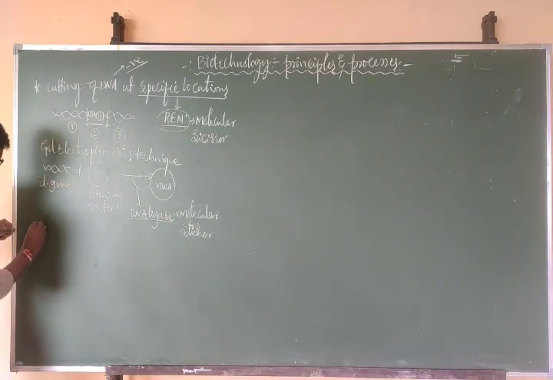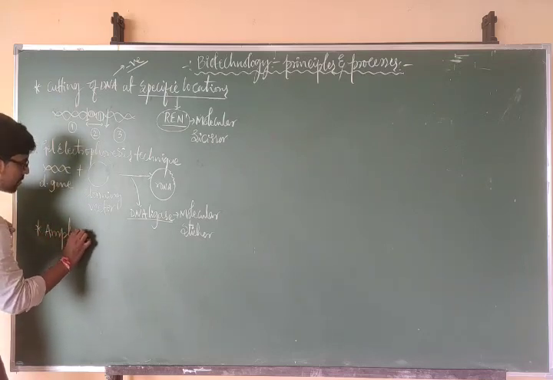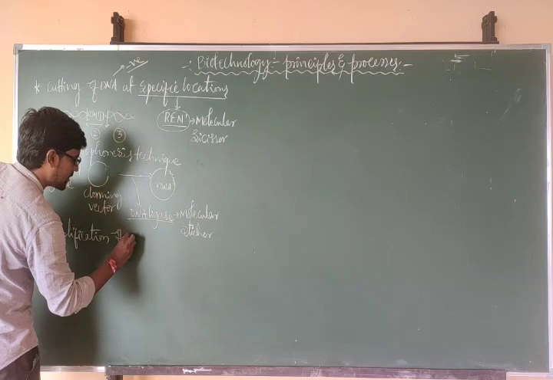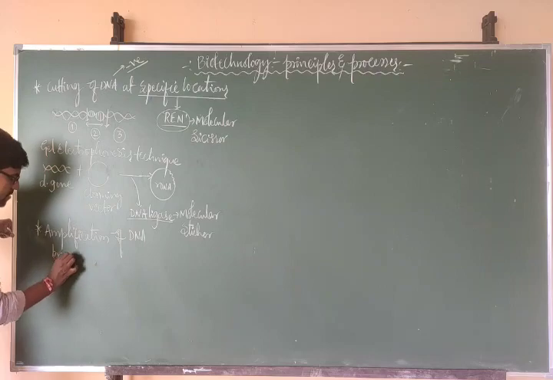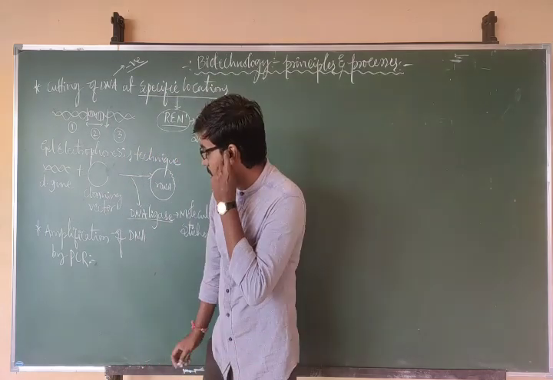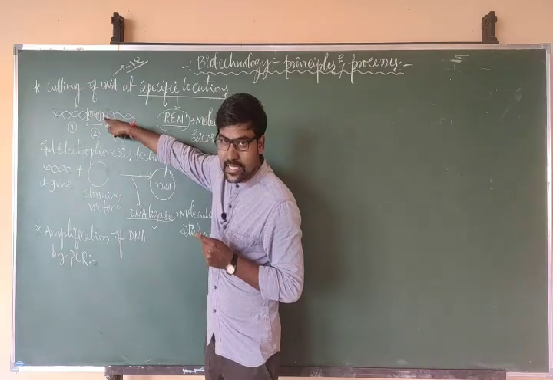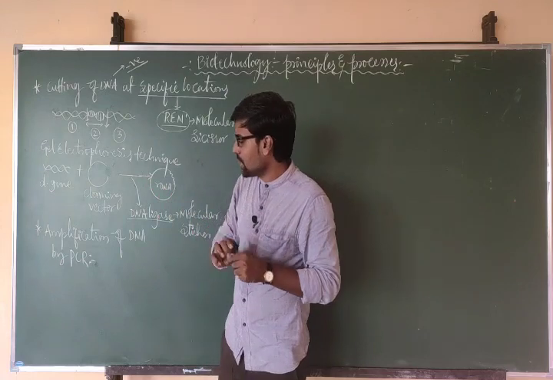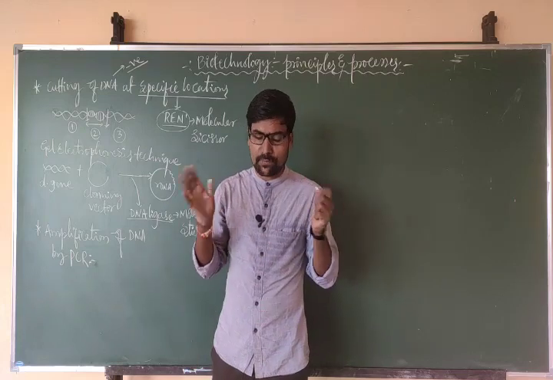So that is amplification of DNA by PCR. So the next very interesting step. So what is the step here? Amplification of DNA. Here DNA means our desired gene, or plasmid, whatever it is. Amplification of DNA by using PCR. Simple thing.